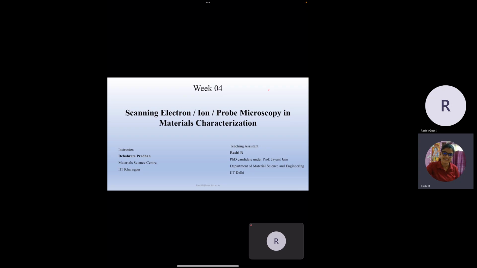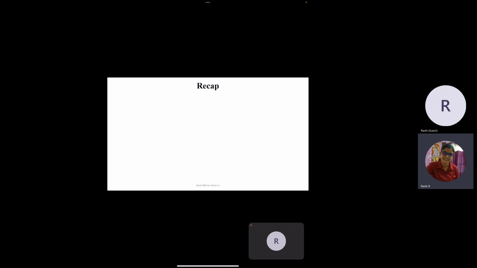So let's get started. Before we start, let's have a recap of what we have seen till now. We have seen FESEM. I have done a practical in the FESEM room. We have gone there. We have seen the chiller, the instruments, the detectors. Where are they present? How are the detectors present?